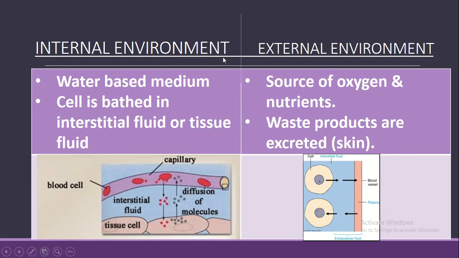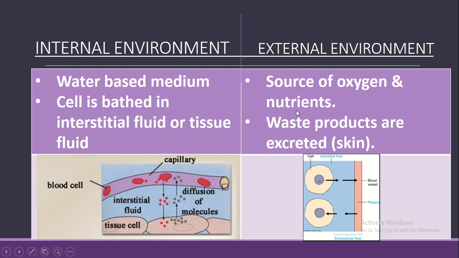Now, the internal environment and the external environment. It is easy to understand that internal means inside, and external means outside. Inside the body, it is a water-based medium. You can see something fluid and jelly-like inside, so it is a water-based medium. The cell is bathed in interstitial fluid or tissue fluid. You can see in this picture that some fluid is present inside the body, called interstitial fluid or tissue fluid. The blood cells and all the tissue cells are bathed in this interstitial fluid.